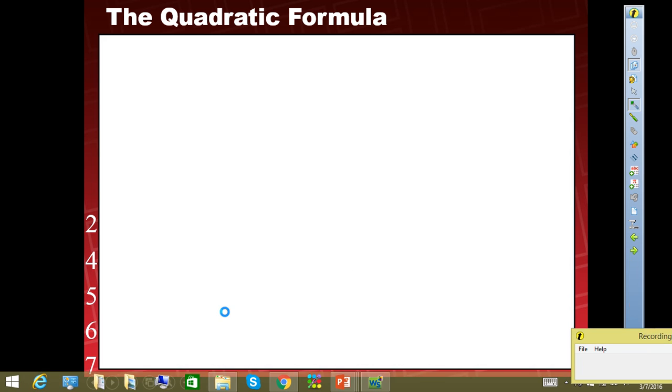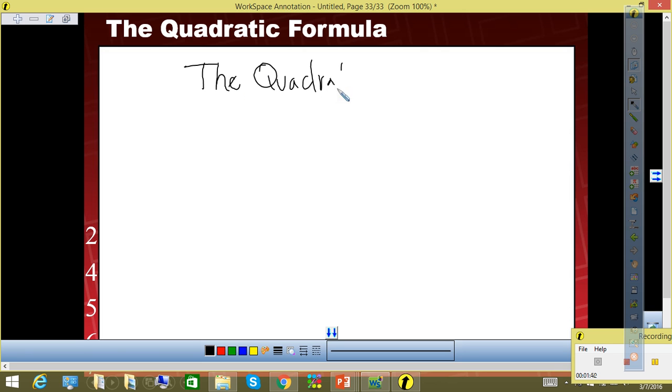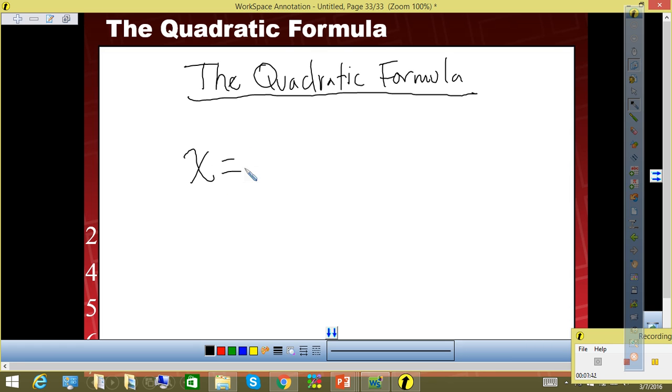I want you to write the quadratic formula. Nice and neat like me. The quadratic formula. So here you go. Let me introduce you to the quadratic formula, students. X equals.